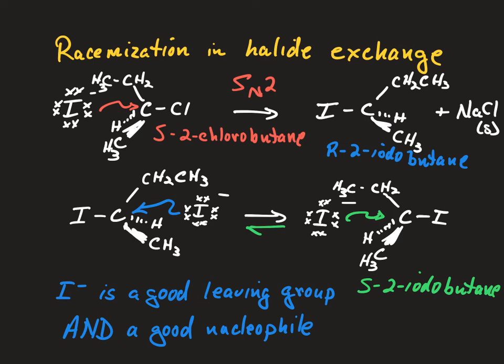So halide exchange is a good method for converting alkyl halides, alkyl chlorides or alkyl bromides, into alkyl iodides. But because the iodide ion is both a good leaving group and a good nucleophile, even though an SN2 reaction is normally stereospecific, because of this effect, the one problem with halide exchange is you do lose the stereochemistry if you start with a chiral alkyl halide.